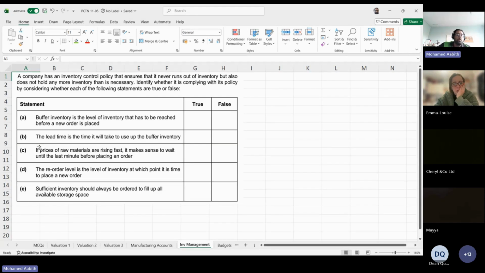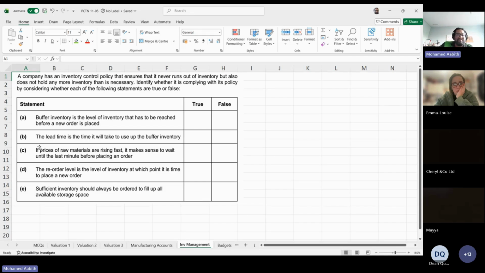If the prices of the raw materials are rising fast, it makes sense to wait until last minute before placing an order. Again, that is not right, isn't it? If the prices are rising fast, you want to wait until last minute to place an order? That makes no sense. Because normally, if you remember, if the fuel prices are going up, do you wait until last minute to go to the petrol station? Or would you queue up now to fuel up as quickly as possible? Think about the real life. Use that as your own analogy. That statement is also wrong.